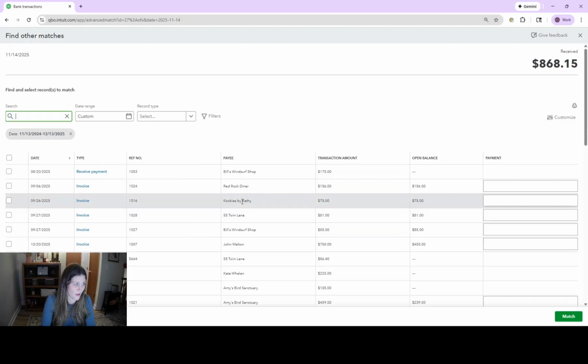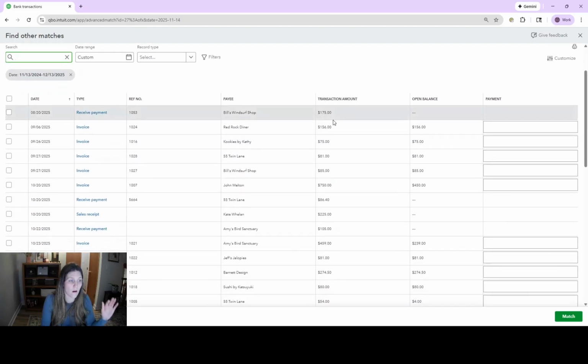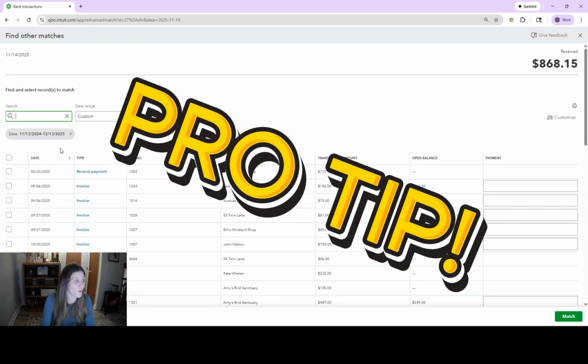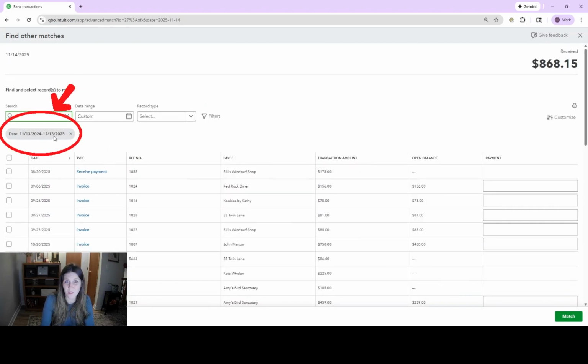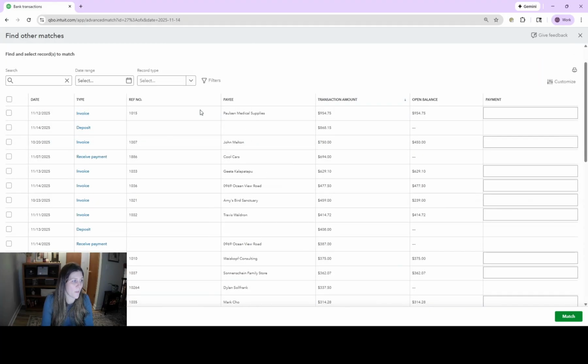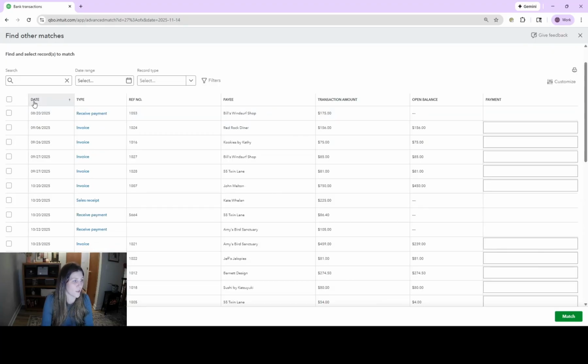Once you click on that, like I said, a screen of all of the possible matches is going to open up. Pro tip, there might be some kind of date filter set preventing you from seeing any possible matches that are really old. If you want to get rid of that filter, all you need to do is just click the X in this gray oval here. You should then see every single possible match that you could make for your transaction.